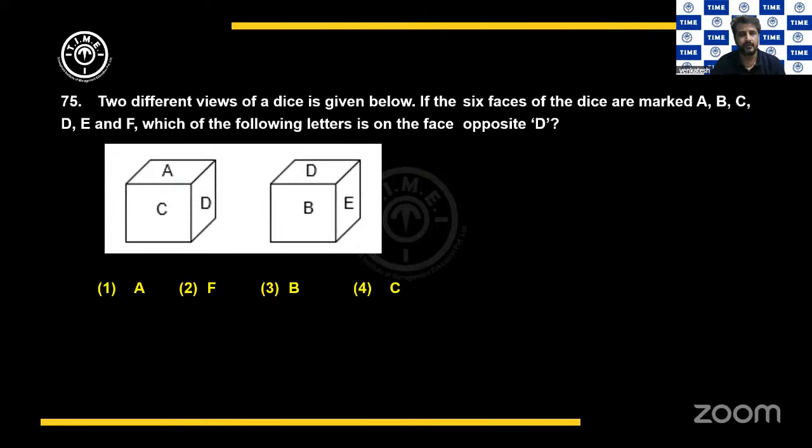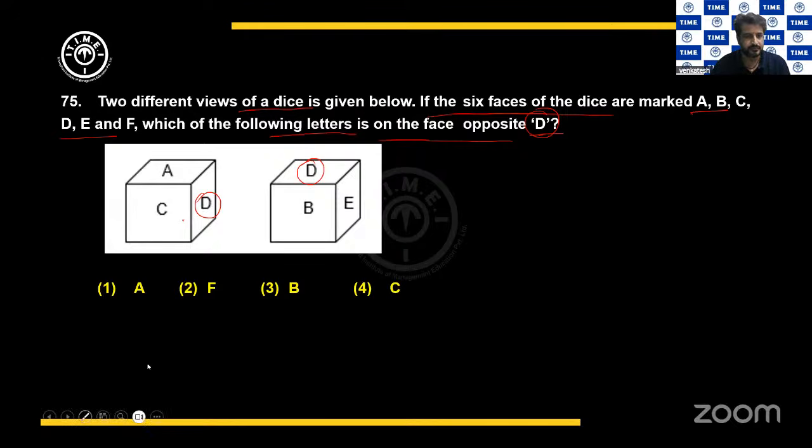Next question. Two different views of a dice are given below. If all the 6 faces of the dice are marked A, B, C, D, E, F, which of the following letters is opposite to D?